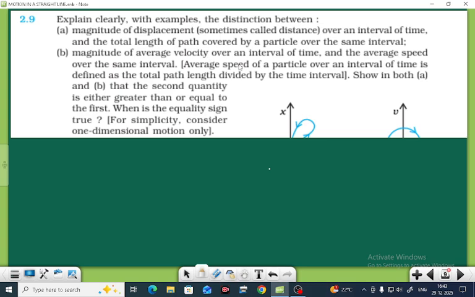Average speed of a particle over an interval of time is defined as the path length divided by the time interval. So in parts A and B, the second quantity is either greater than or equal to the first. When is the equality sign true? For simplicity, consider one-dimensional motion only. Let us find the solution here.